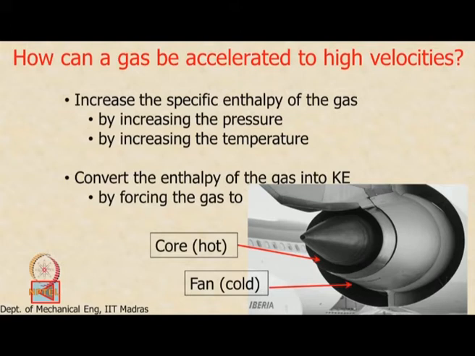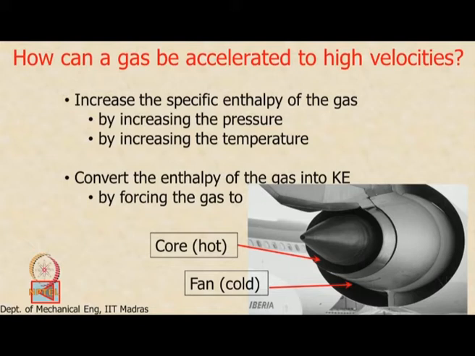So, here you are looking at a turbofan engine, you see the core nozzle which handles hot gases, and you see the fan nozzle which handles the cold air alone. So, the fan nozzle produces about 75 to 80% of the thrust usually, and this nozzle produces about 15 to 20% of the overall thrust. Okay. So, this is how we accelerate a gas to high velocity.